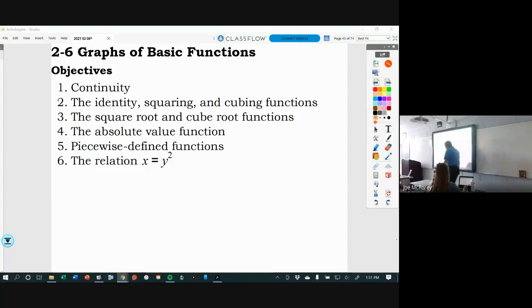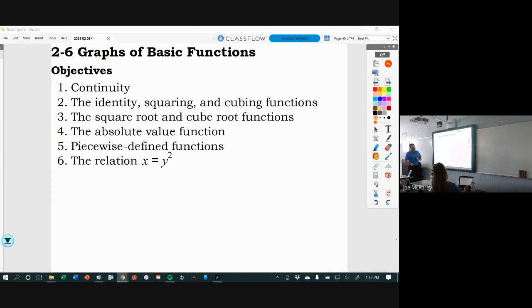Okay, objectives for 2.6. We're looking at graphs of functions. Most of this is a review. We're going to look at something called continuity. Continuity is from the word continuous. Something that's continuous, you can draw without picking up your pencil. We're going to talk about a lot of different basic functions.